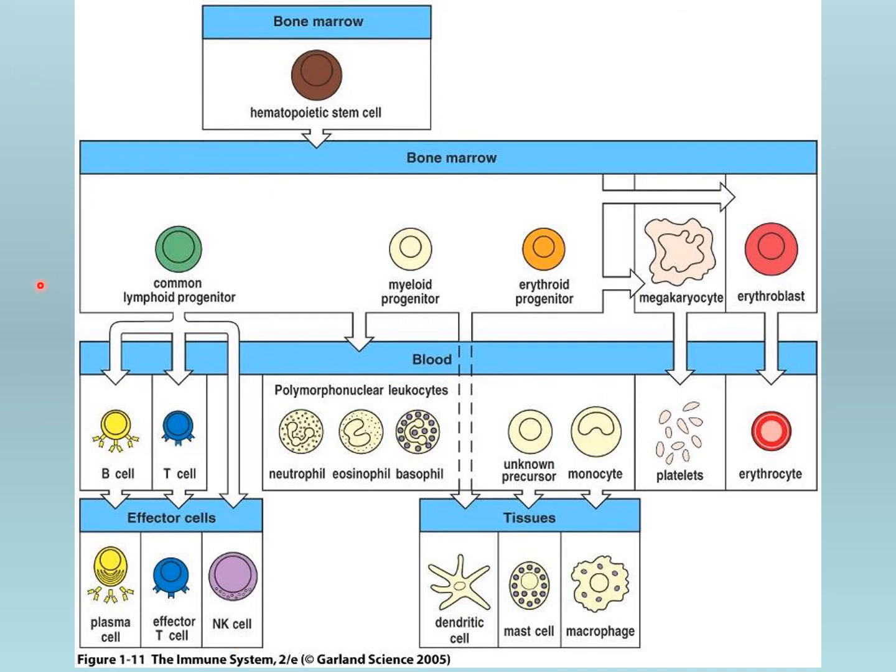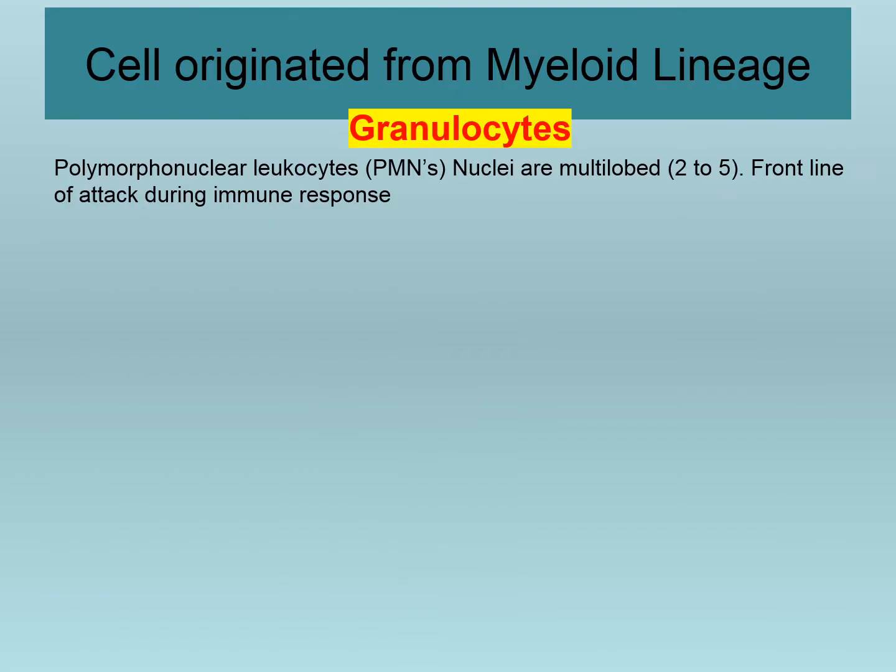Now let's discuss the function and the structure of each of these cells involved in the immune system. As the cells which originate from the myeloid lineage and the lymphoid lineage are involved in the immune response, we will discuss only the cells originating from these lineages. So the myeloid lineage results in the production of granulocytes and agranulocytes.